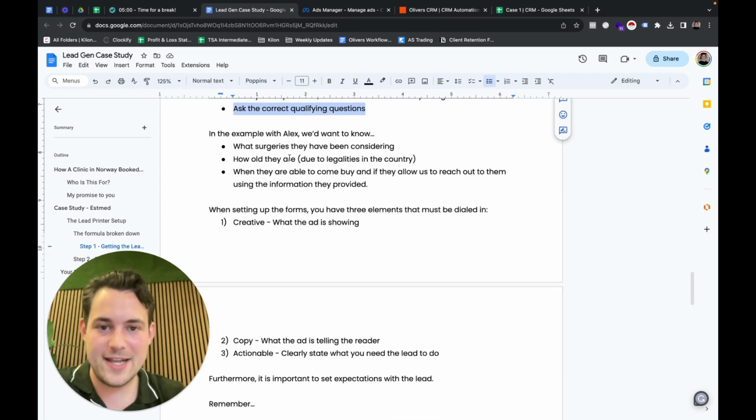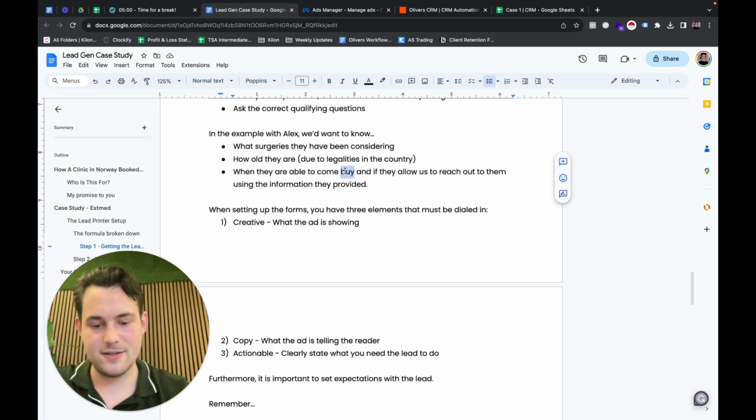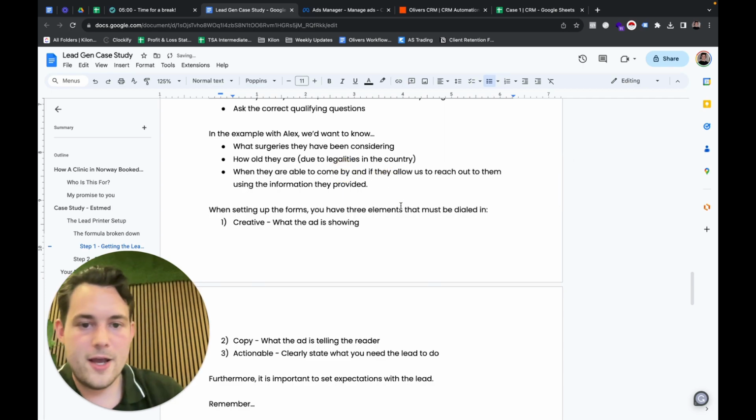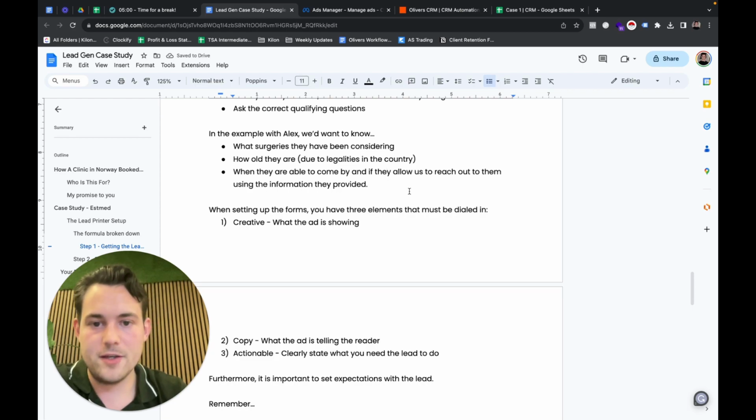In the example of Alex, we'd want to know what surgeries they have been considering, how old they are, and this is because it has to do with the marketing laws in Norway in this case, and when they're able to come by, and if they allow us to reach out to them using the information that they provided, and a bunch of other questions, of course, but these would be some of them.